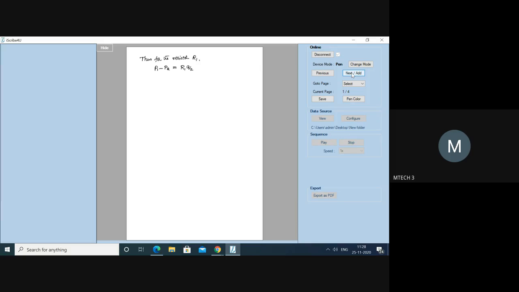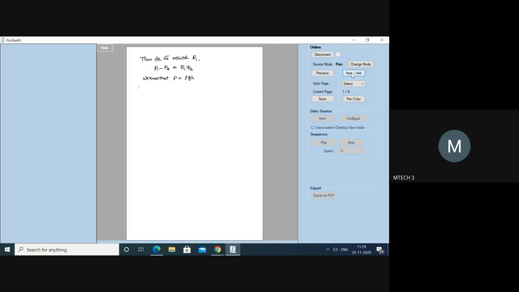Okay. P1 minus P2 is equal to R1, the first resistor, correct? Q2 is the output at that resistance. At R1, Q2 is the output, correct? Yes. P1 minus P2 is equal to R1 into Q2. Now, we know what P is. P is equal to rho g H, correct?